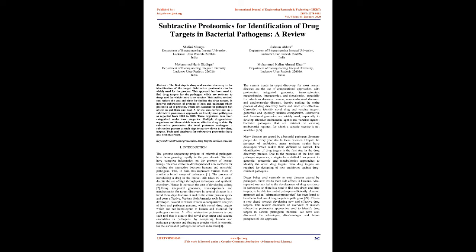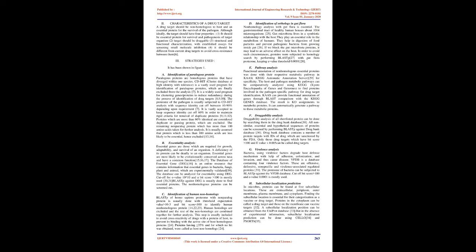Due to the availability of the host and pathogen sequences, strategies have shifted from generic to genomic, proteomic, and metabolomic approaches to identify novel drug targets. New drug targets are required for designing new antibiotics against drug-resistant pathogens. Drugs being used currently to treat diseases caused by pathogens show less to more side effects in humans. Also, repeated use has led to the development of drug resistance in pathogens, so there is a need to find new drugs and drug targets, to be able to combat pathogens efficiently.